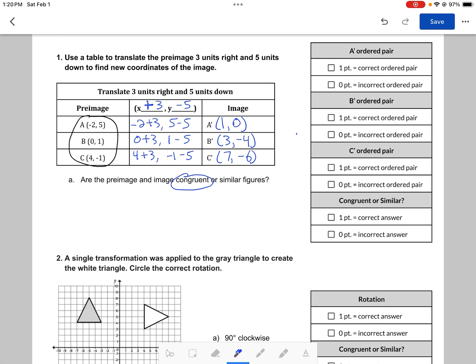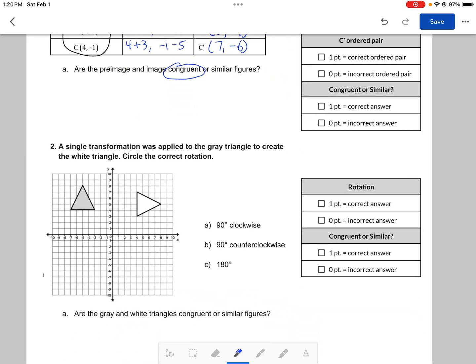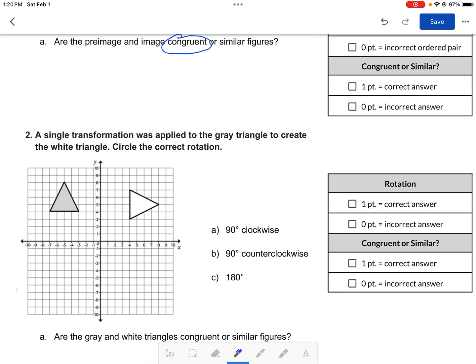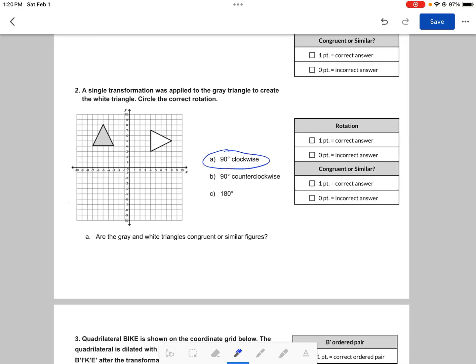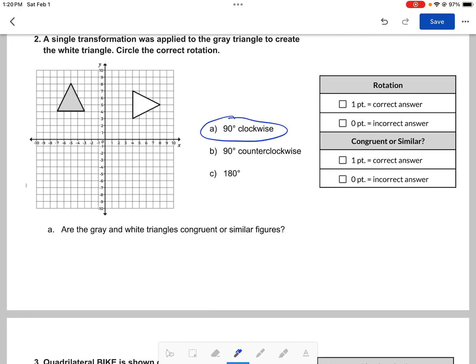Looking at number 2, it says a single transformation was applied to the gray triangle to create the white triangle. Circle the correct rotation. Okay, so I see that this has been moved to the right and it's been rotated 90 degrees clockwise. Remember, if we're moving clockwise, we're moving in the right direction. If we're going counterclockwise, we're moving to the left. Are the gray and white triangles congruent or similar? Well, we didn't change their size or shape. All we did was change their location. So they are congruent.